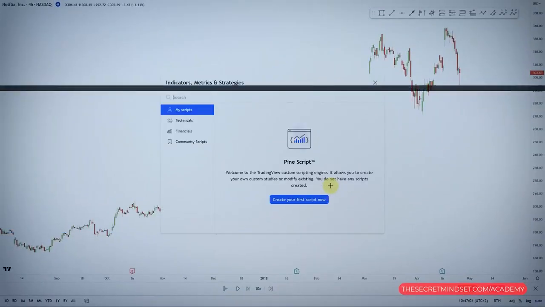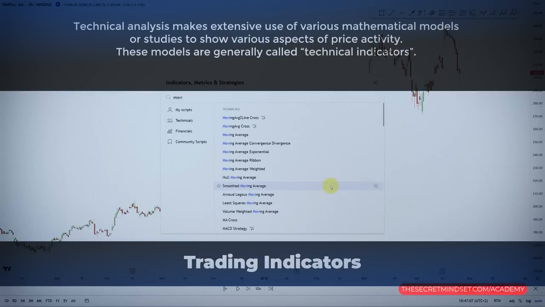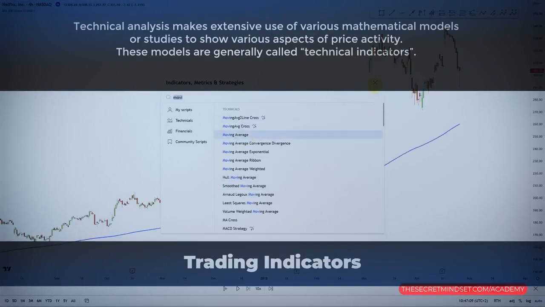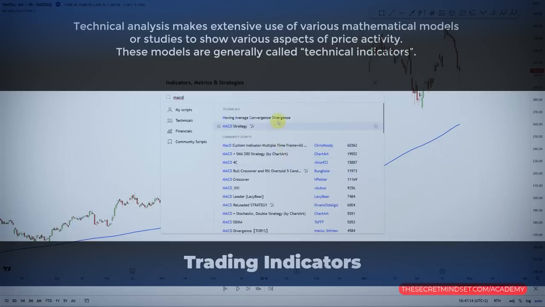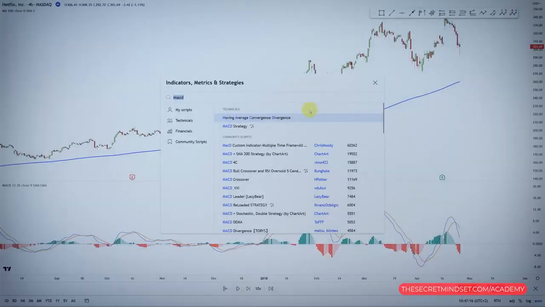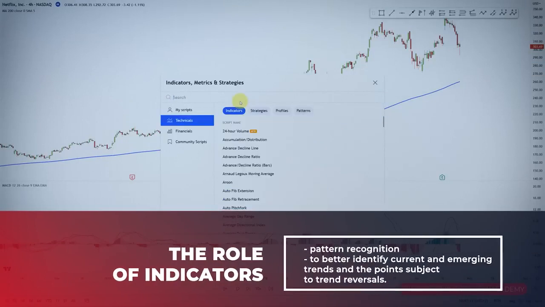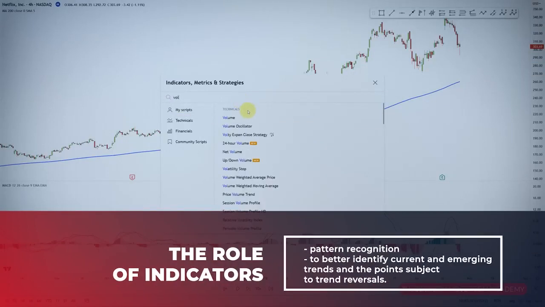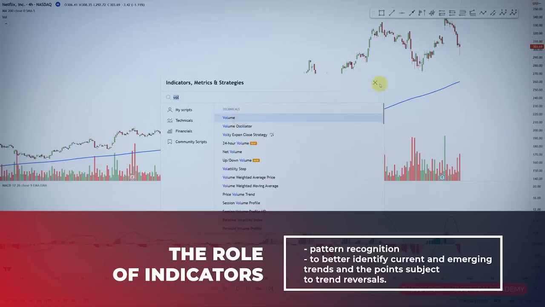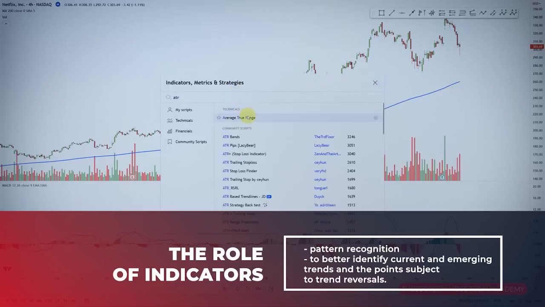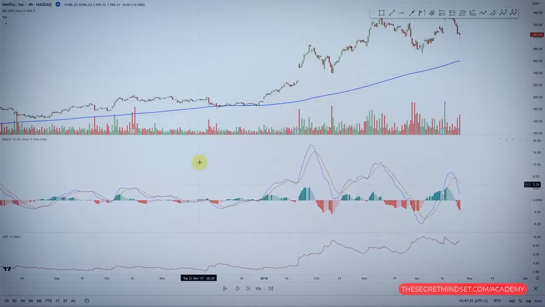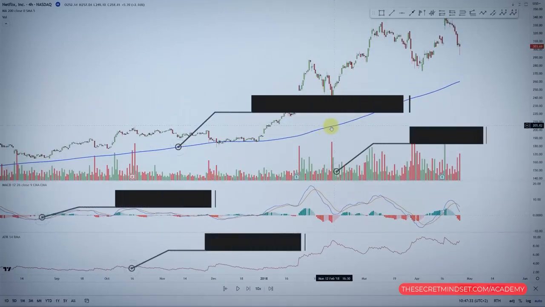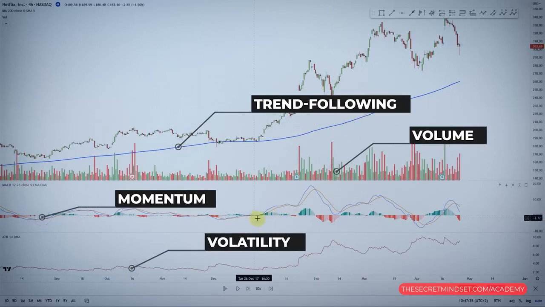Technical analysis makes extensive use of various mathematical models or studies to show various aspects of price activity. These models are generally called technical indicators. The goals in using indicators are the same as for pattern recognition: to better identify current and emerging trends and the points subject to trend reversals. When it comes to indicators, we can divide them into 4 classes: trend following indicators, momentum indicators, volume indicators, and volatility indicators.